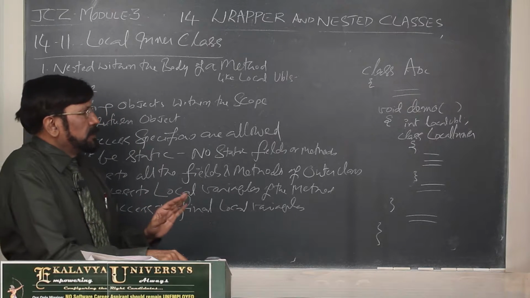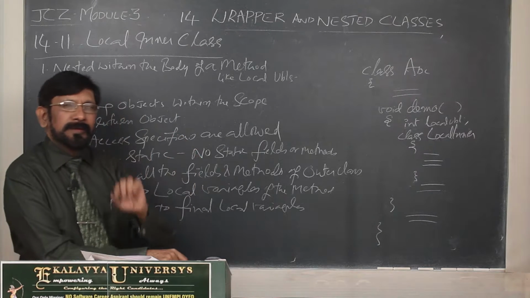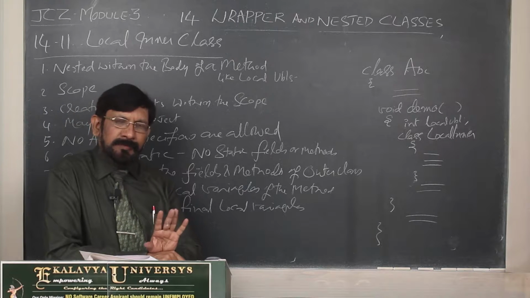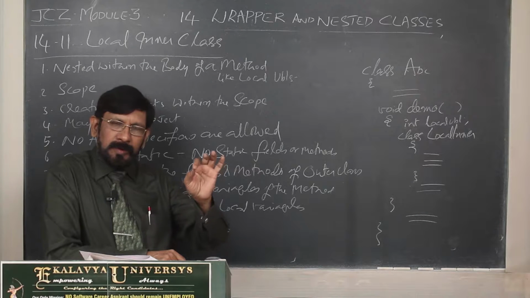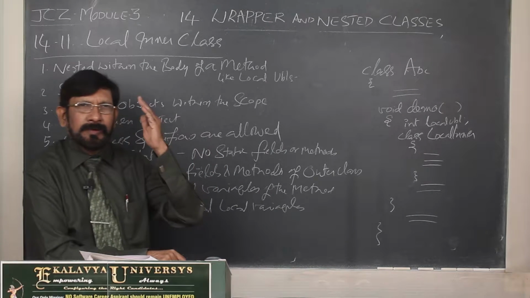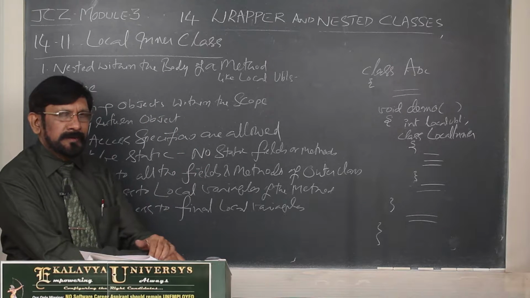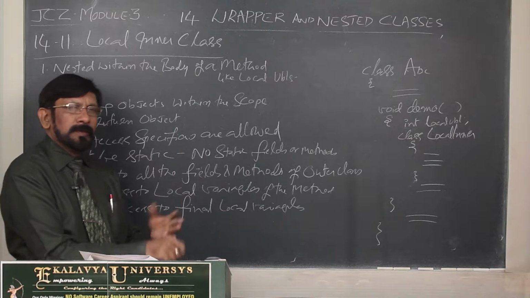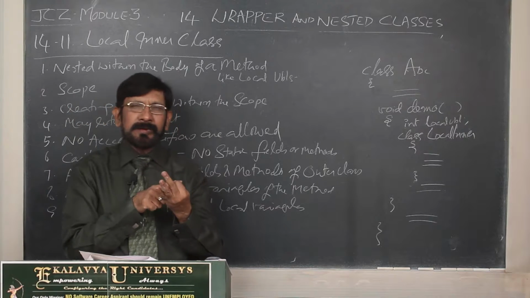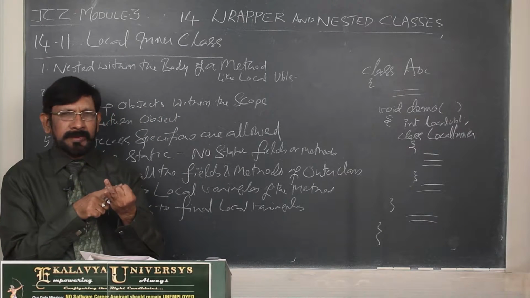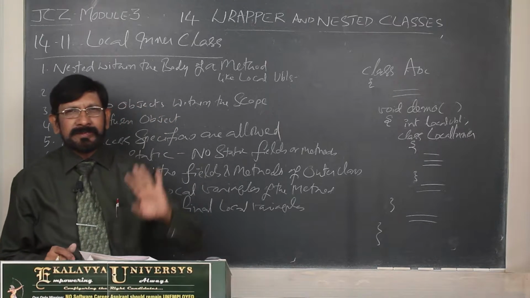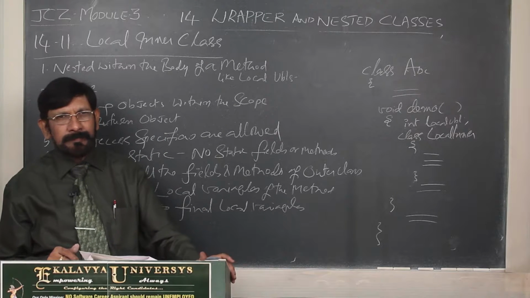Now, the third one is local inner classes, and the fourth one is anonymous classes, anonymous local inner classes you can call them, for the sake of recalling it very easily. So, inner classes, nested classes, local inner classes, anonymous local inner classes. This is the way you can remember.